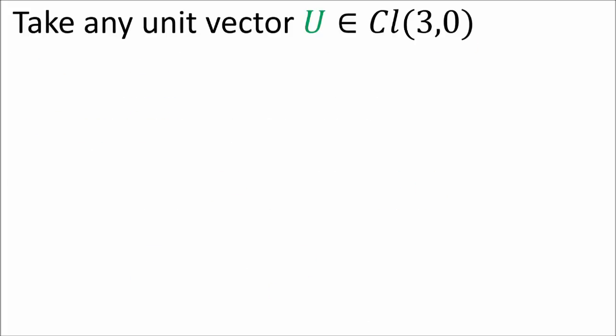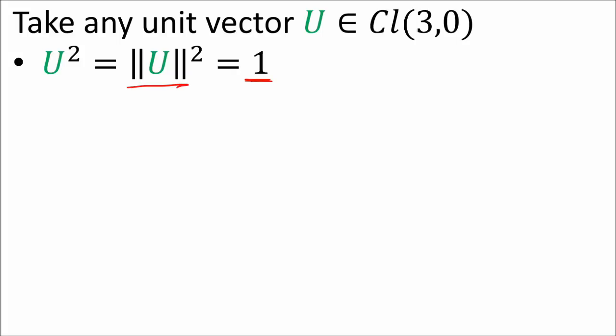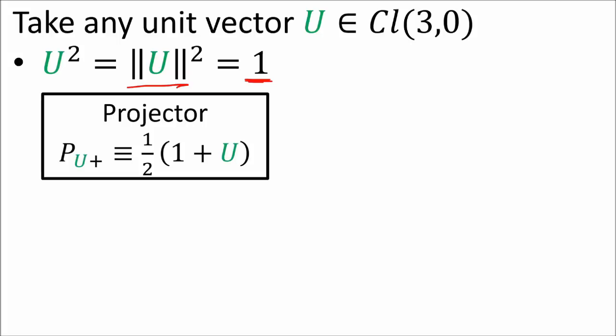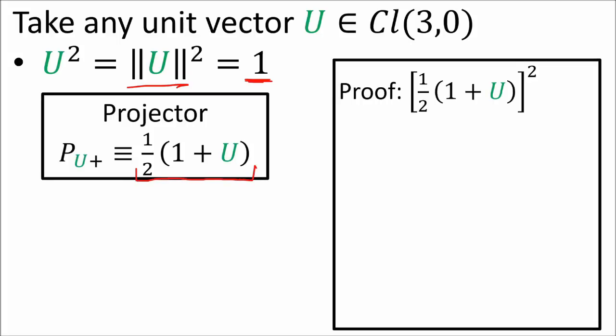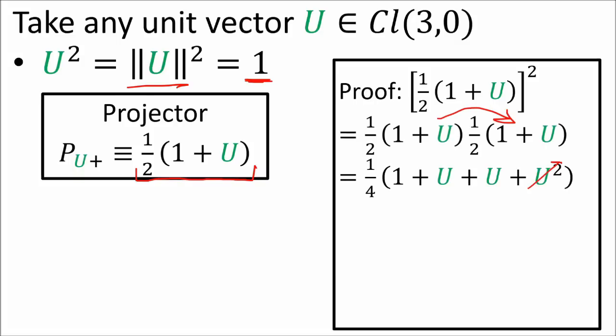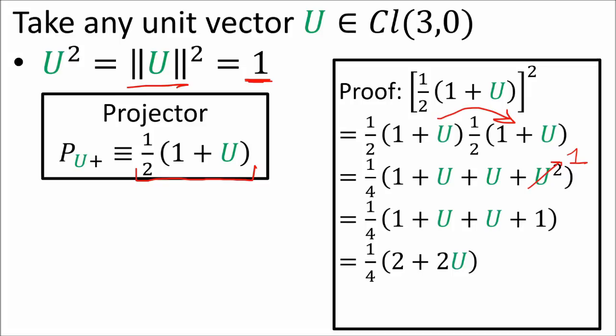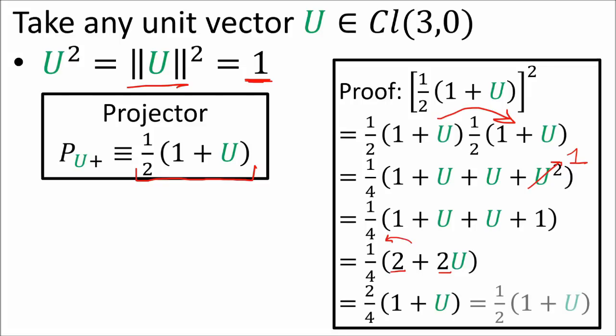Let's take any unit vector u in CL30. Because vectors in Clifford algebras square to their squared length, u squared equals 1 because it's a unit vector. The expression 1/2 times 1 plus u is a projector. We prove this the usual way by showing that it squares to itself. We distribute, and since u squared equals 1, we get 2 plus 2u. Factoring the 2 out, we can cancel it with one of the factors of 1/2. And we get 1/2 times 1 plus u, which is the original projector as desired.